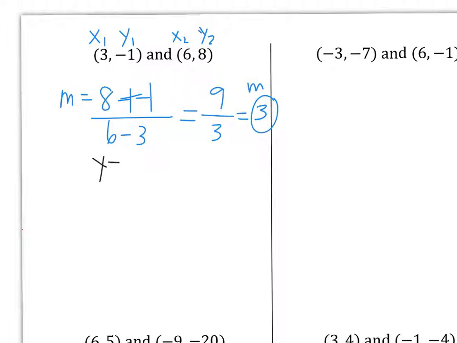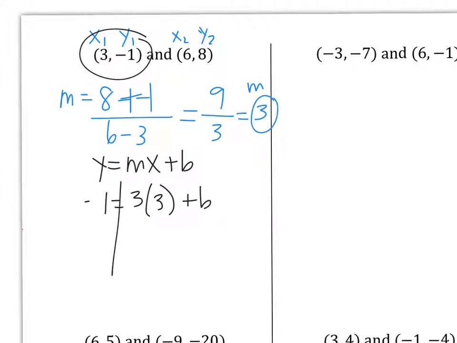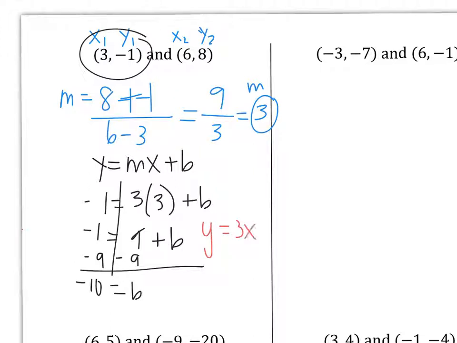Now into y equals mx plus b, I'm going to choose a point and then my slope m, and I'm going to choose the point (3, -1). So in for y, I'll plug in -1 equals m, which is 3, x, which is 3, and now I'll solve for my y-intercept. So -1 equals 9 plus b, subtract 9. -1 minus 9, -10 equals b. So if I put this all together, I get y equals 3x minus 10.